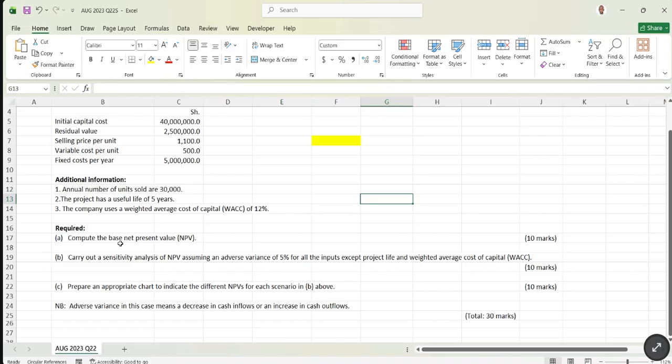Required: compute the base net present value (NPV). Carry out a sensitivity analysis (NPV) assuming an adverse variance of 5% for all the inputs except the project life and the weighted average cost of capital. So those two should not be interfered with. Prepare an appropriate chart to indicate the different NPVs for each scenario in B above. That is the question that you're supposed to do.